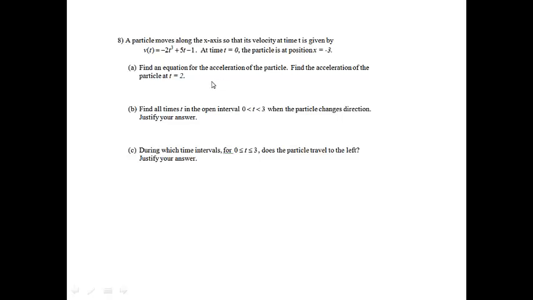Problem 8. A particle moves along the x-axis so that its velocity at time t is given by this velocity formula. At time t equals 0, the particle is at position x equals -3. Part A. Find an equation for the acceleration of the particle.